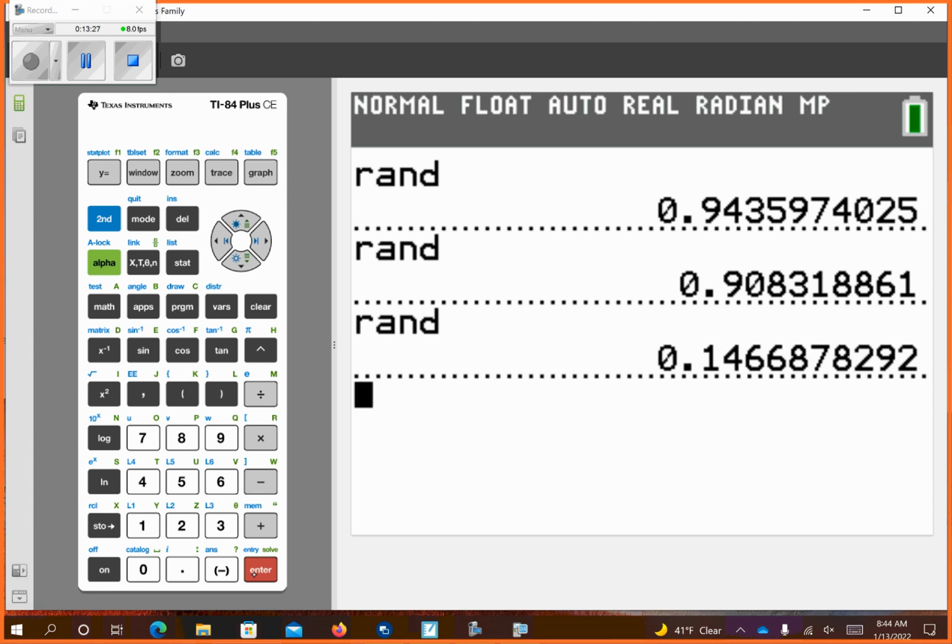Okay, but if that makes you think worse about me as a person, well, I'm sorry. All right, so that's the funny thing with the random number generator.